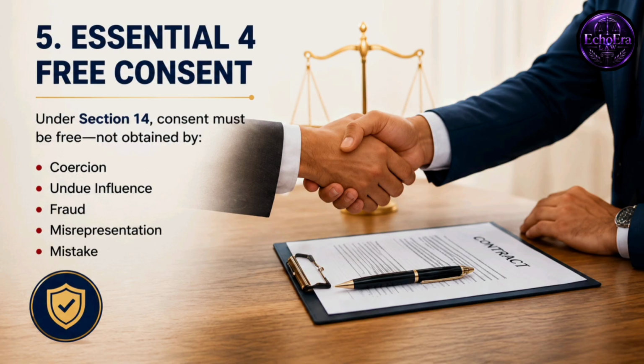The fourth essential is free consent. Both parties must agree voluntarily. Their consent should not be obtained by force, fraud, undue influence, misrepresentation, or mistake. Imagine someone signs an agreement because they were threatened. Even though they signed it, their consent was not free. Therefore, such a contract may not be valid. Always remember, consent should come from free will.